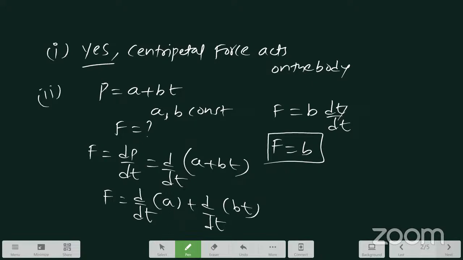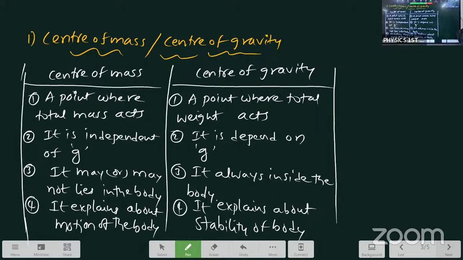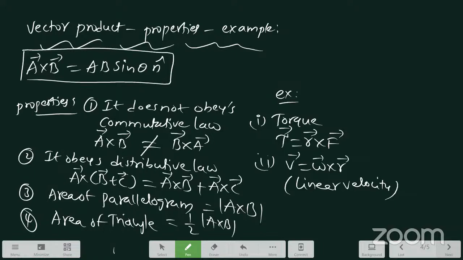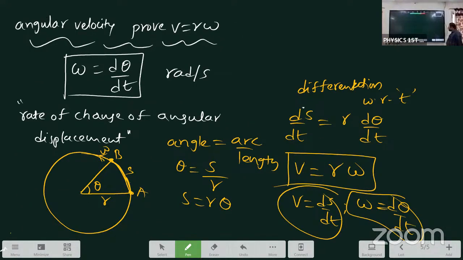Why are we writing that? Because the question may ask whether any force acts when a particle moves in a circular path. For that question, yes, centripetal force acts. This is question number 1 for this day. Next, the difference between center of mass and center of gravity, 4 differences. Next, vector product properties. Next, define angular velocity and v equals r omega. From this lesson, the last problem is the torque problem.